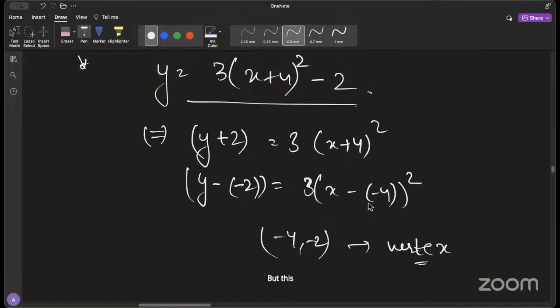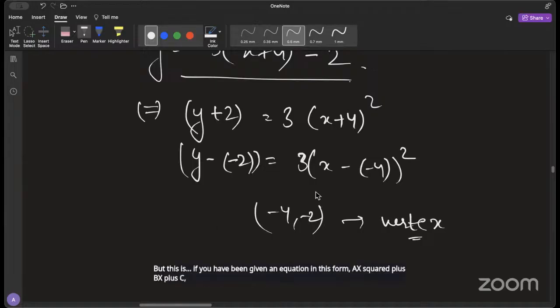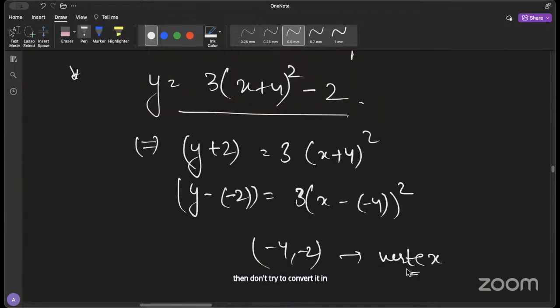But if you have been given an equation in the form ax squared plus bx plus c, then don't try to convert it into this form and then find the vertex. Because you have a direct formula for it, right? Minus b by 2a and f of minus b by 2a. Use that formula. That's easier. But if you've been given it in this format, then to apply the minus b by 2a formula, you'll have to simplify this thing first, right? So to avoid the simplification, you can directly find it from here.